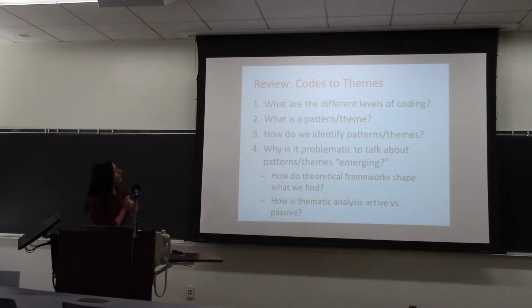All right, so let's review. I want you all to take a moment, just with a partner, and talk about the answers to these questions. What are the different levels of coding? What is a pattern or theme? How do you identify these patterns and themes? Why is it problematic to talk about patterns or themes, quote, emerging? To help you with this last question, how do theoretical frameworks shape what we find? And how is thematic analysis active versus passive? Go ahead and check in with a partner next to you, or three people is fine as well, and answer these questions based on the readings and what we've just talked about.